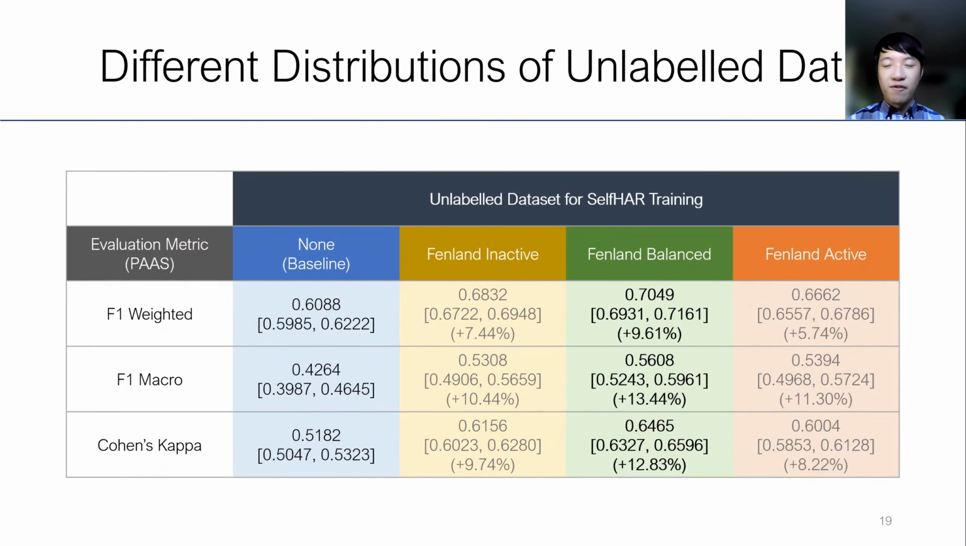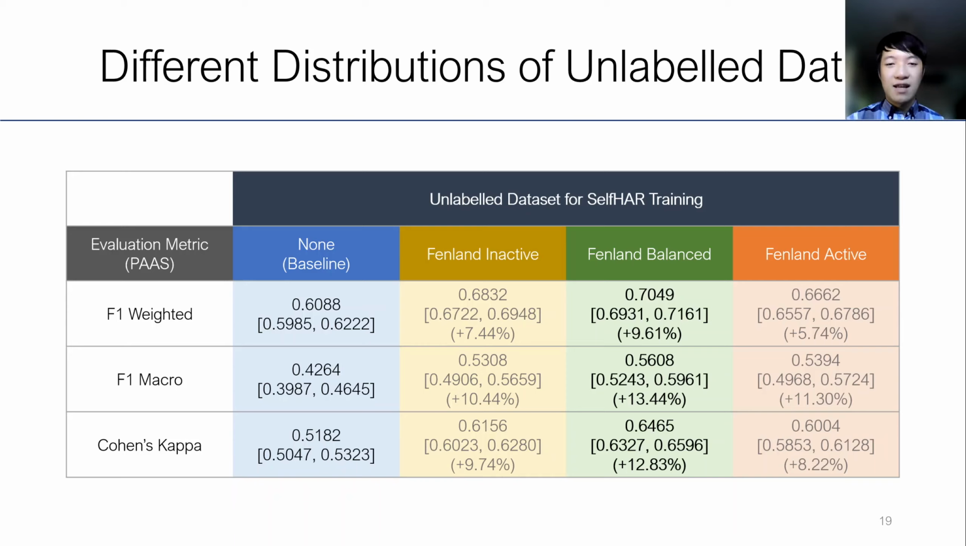And we also performed evaluation on how different distributions of unlabeled data might affect the performance of our models. So here we selected 3 different subsets of the Finland dataset that we used for unlabeled training in order to evaluate how well each division might work with SelfHAR training. Here we can see that the Finland balanced dataset, which consists of a mix of the Finland inactive and Finland active dataset, performs the best.